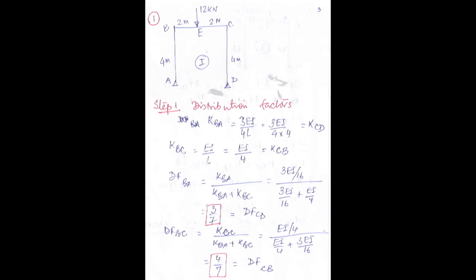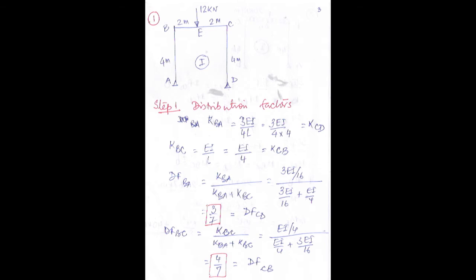Now next step is the distribution factor of BA. Distribution factor of BA is KBA divided by the summation of KBA plus KBC. So put the value: KBA is 3EI by 16, divided by 3EI by 16 plus EI by 4. If you solve it, EI cancels out and we get 3 by 7. So DF of BA is equal to 3 by 7 and this is the DF of CD also.